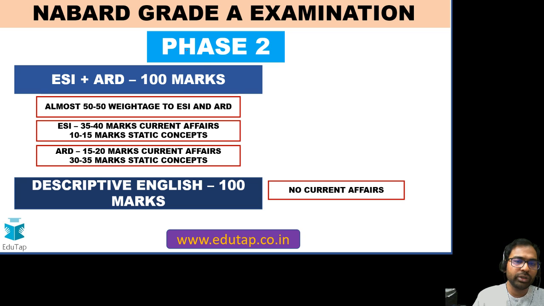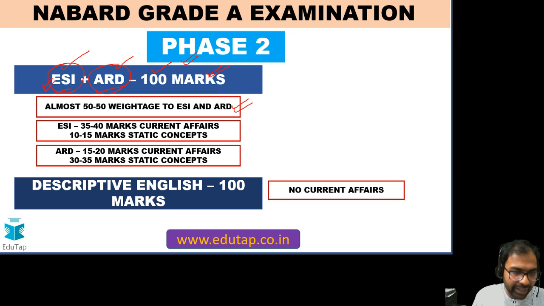Let's move on now to the phase 2 part of the NABARD grade A examination. In phase 2 there is a combined paper of economics and social issues and agriculture and rural development. So these are not 2 different papers. There is a single paper of ESI plus ARD, worth 100 marks. The first thing to be noted here is that almost 50-50 weightage is given to ESI and ARD. The total paper is worth 100 marks, almost 50 marks of ESI, almost 50 marks of ARD. This is the first thing to be noted.